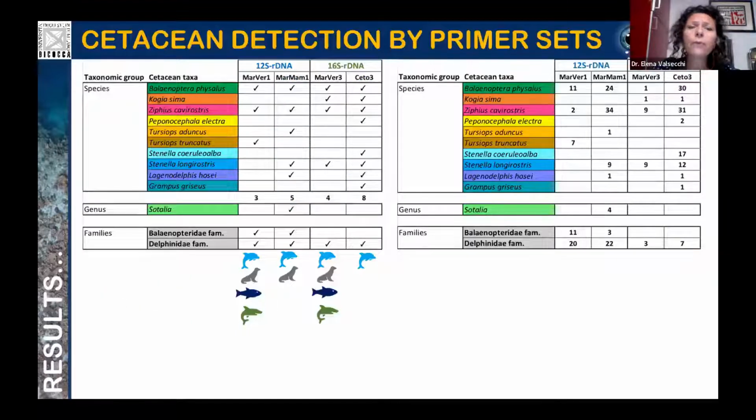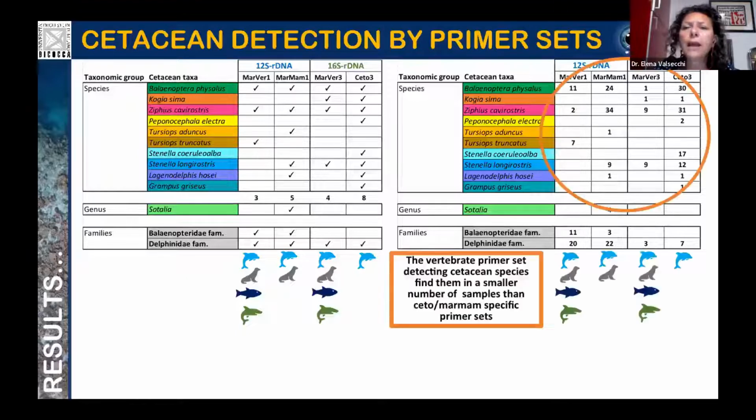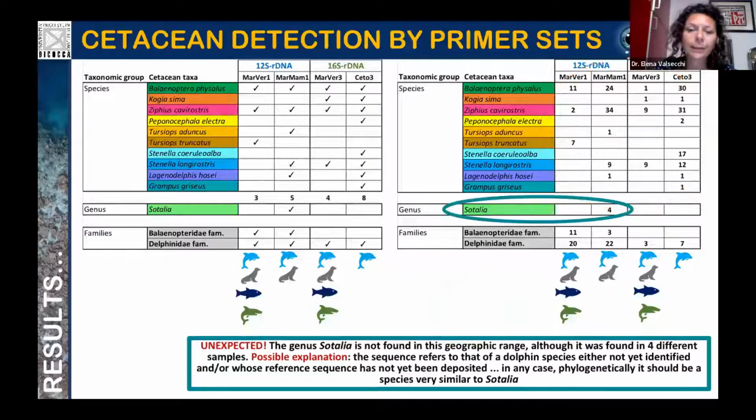Also, if we look at the same slide, adding an extra piece of information, which is in how many samples each single species was detected, then we can see again that the cetacean-specific primers perform much better. They were able to identify the various species in more samples. So the resolution was, of course, much higher.